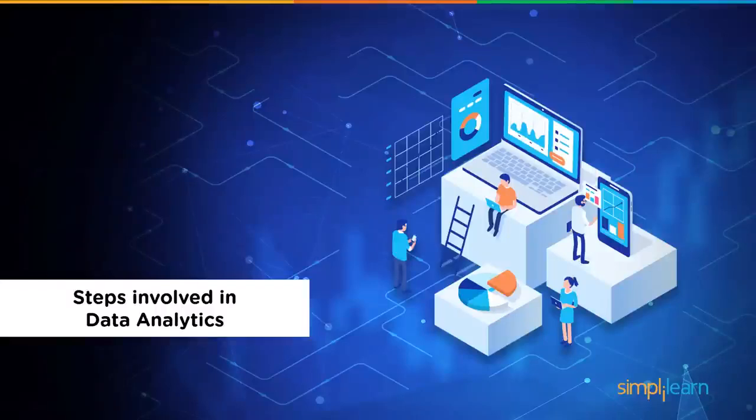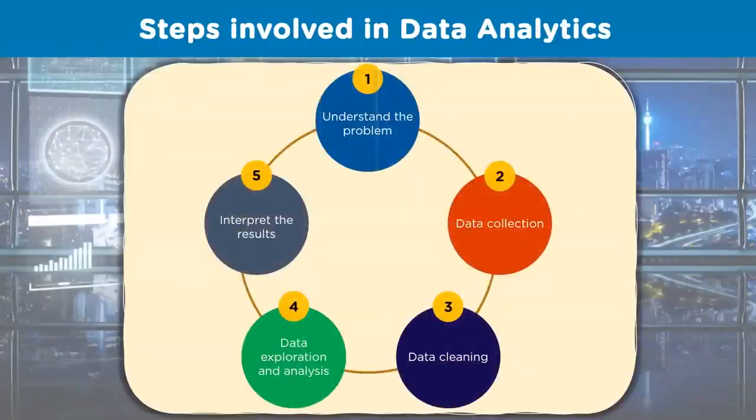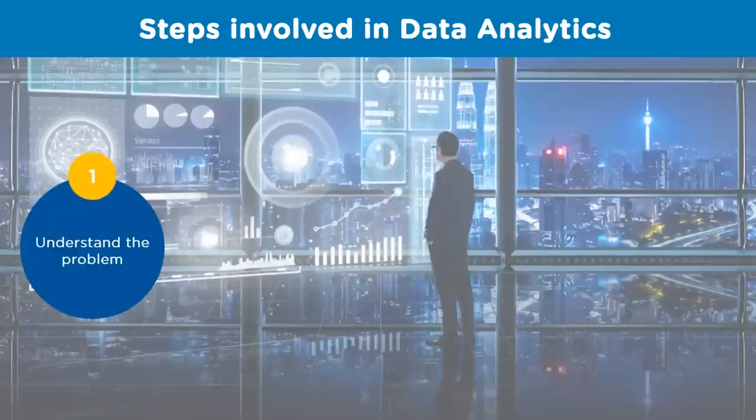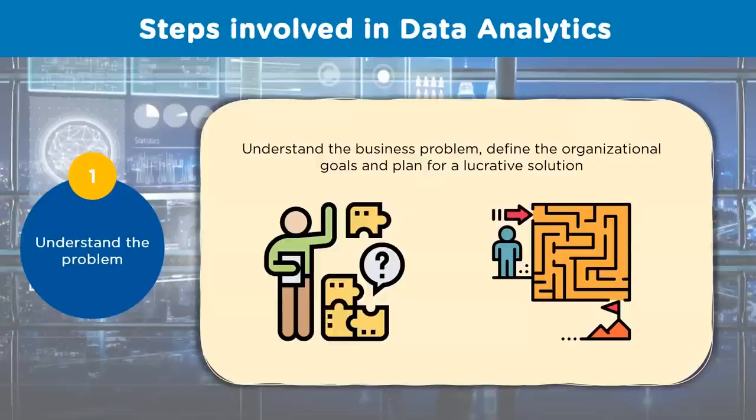Now, let's discuss the various steps involved in the data analytics process. As you can see on the screen, there are 5 process steps. Now let me make you understand each of these one by one. So the first step is to understand the problem. Before starting with the analysis, you need to understand the business problem and define your goals.